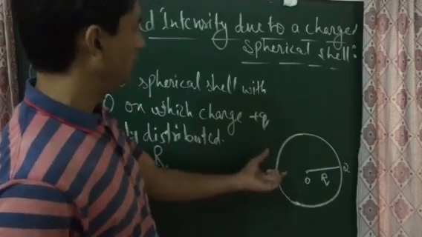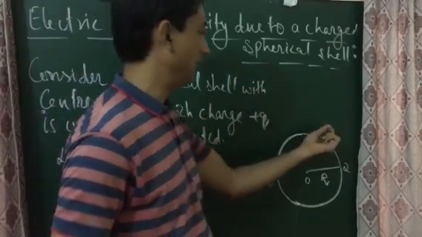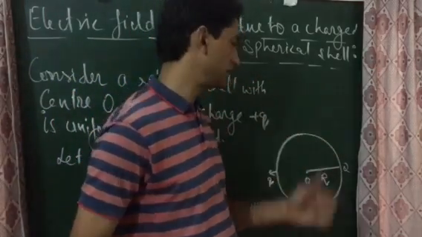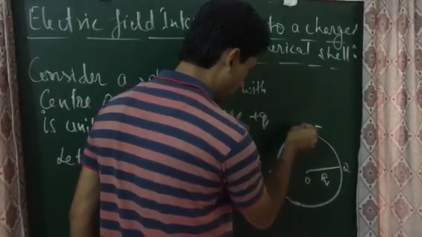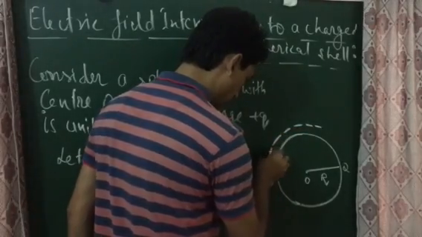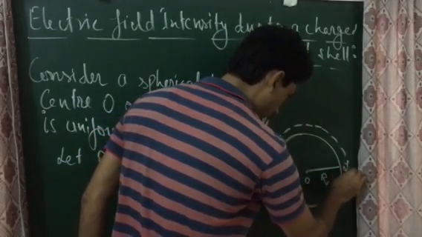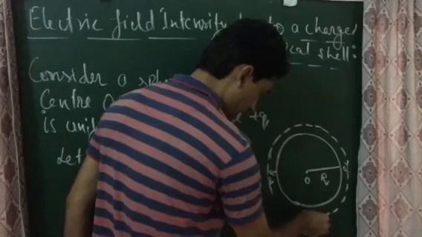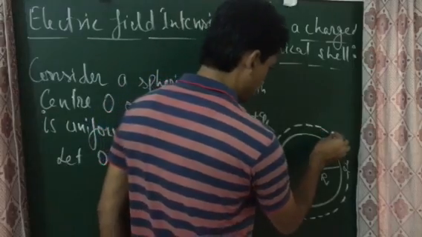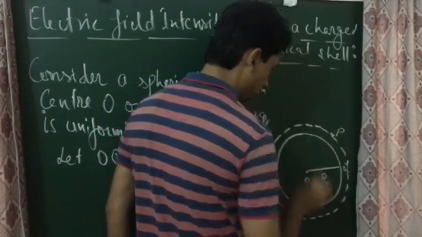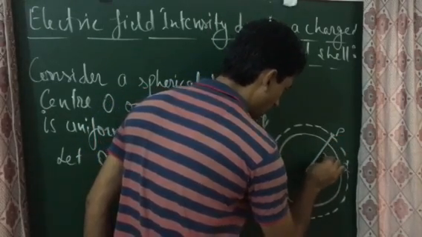Now, to find the electric field intensity due to a charged spherical shell at a point, we have to consider a point on a Gaussian surface. So we consider a Gaussian surface. A Gaussian surface को consider करेंगे, spherical Gaussian surface like this. So let a point P be on this surface such that OP is equal to small r.